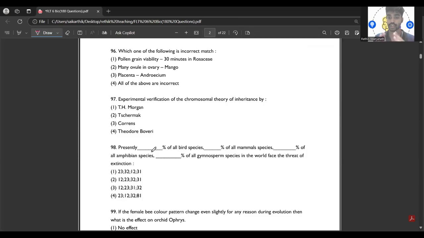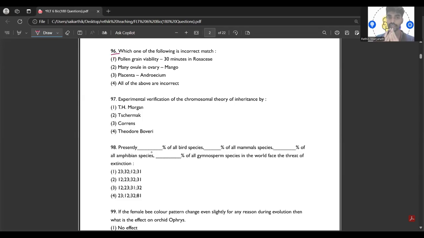Experimental verification of, sorry, okay, this is 97. Which one of the following is incorrect match? 96 time discussing. So pollen grain variability 30 minutes in rosaceae and many ovule in mango, ovary is mango. Then placenta, androecium, all of the above are incorrect.